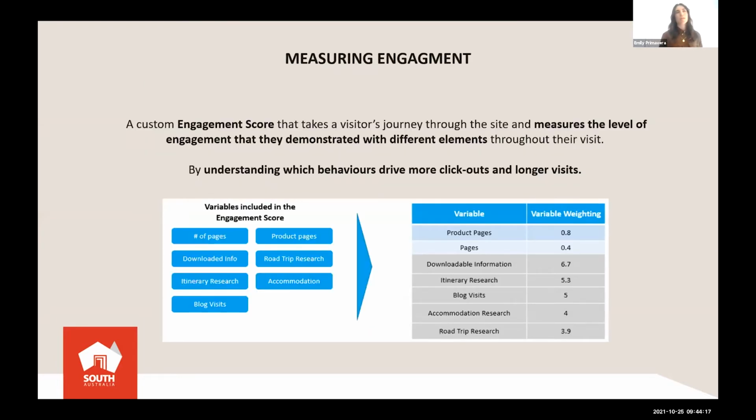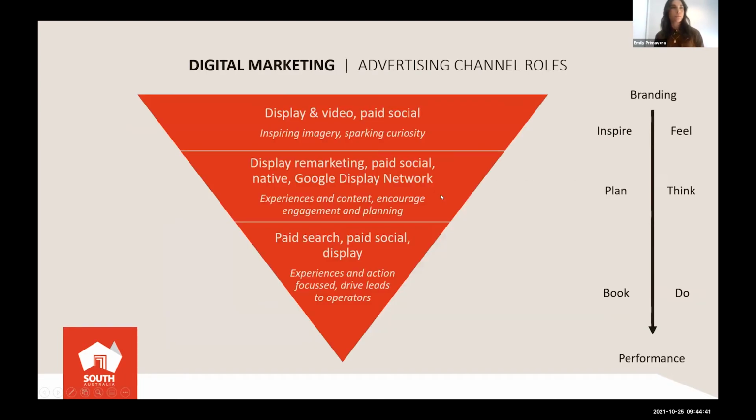But then we needed more. We needed to develop a way of understanding how people are actually planning their trip. So we created a custom engagement score that helps us understand a visitor's journey through our site and measures the level at which people are engaged on site by using a custom weighting across different elements on our site to understand a full engagement. And from there, we map that against our digital media activity and understand that path to purchase, and we optimize towards these metrics.